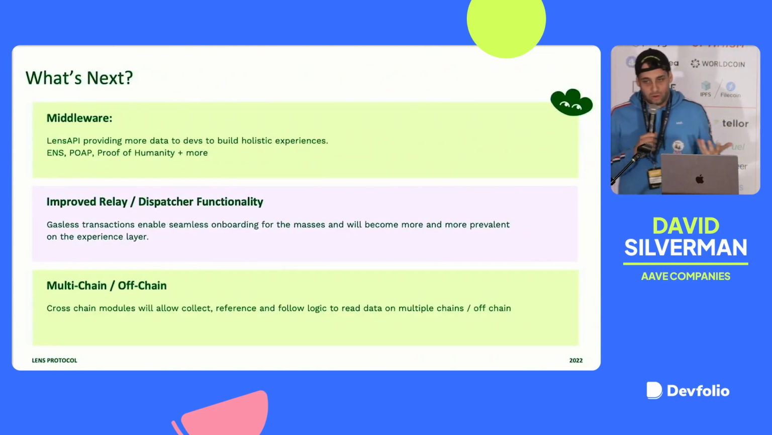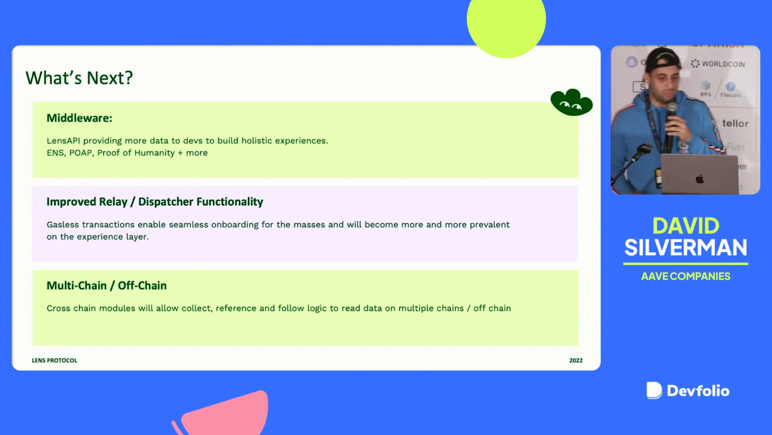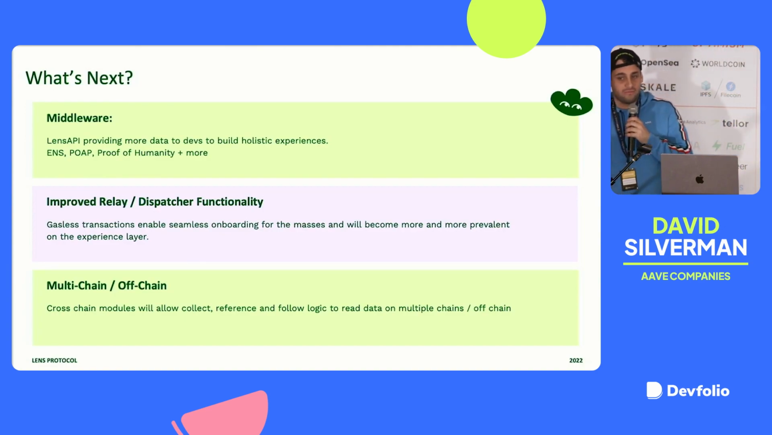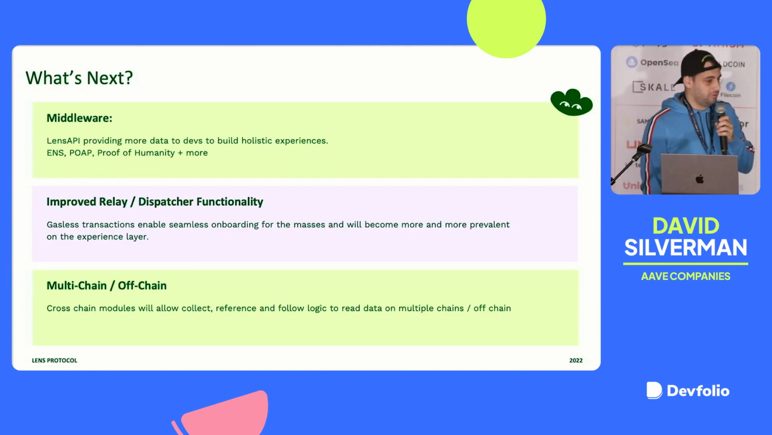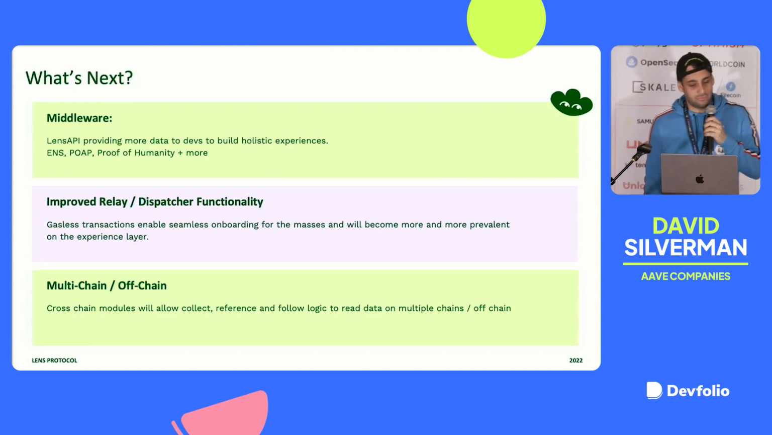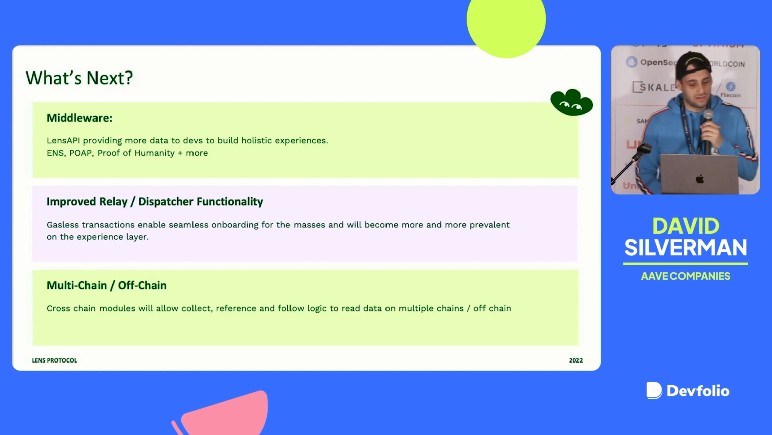So what's next and where are we going? On the middleware layer, we are going to be adding more and more data providers to allow you as devs to build holistic experiences. We already said ENS, POAP, proof of humanity, and WorldCoin. We have many more coming out. If there's a protocol you want, please stop by the table. We really want to build it to help give you a powerful development tool for experiences. We have this really awesome concept called Dispatcher and Relay, which allow applications to pay for gas on behalf of the users.